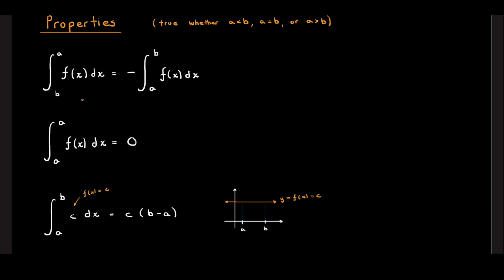The first property of the definite integral deals with reversing the limits of integration. So this property says that if you were to reverse the limits of integration, then you have to pick up a minus sign. The next property is saying that if you were to integrate over the interval from a to a, then the value of the definite integral is just 0. And that makes intuitive sense because you're basically integrating over an interval that has no length. And so there's no area under the function on that interval.